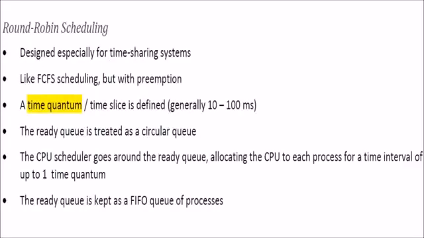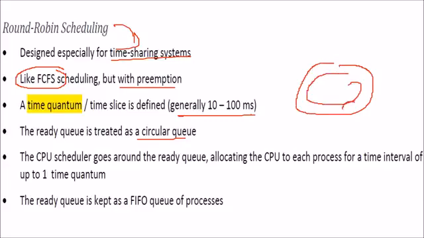Then we have round robin scheduling. This is specially designed for time sharing systems. This is just like first come first serve, but it involves preemption. So there is a time quantum involved. This time quantum is very important. The ready queue is treated as a circular queue.